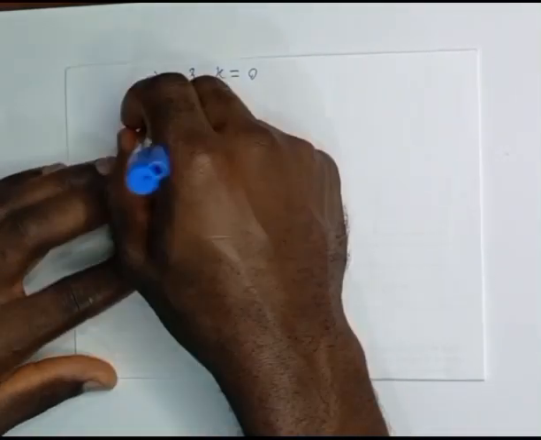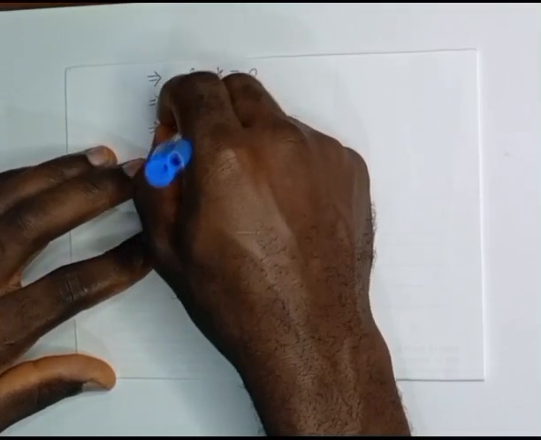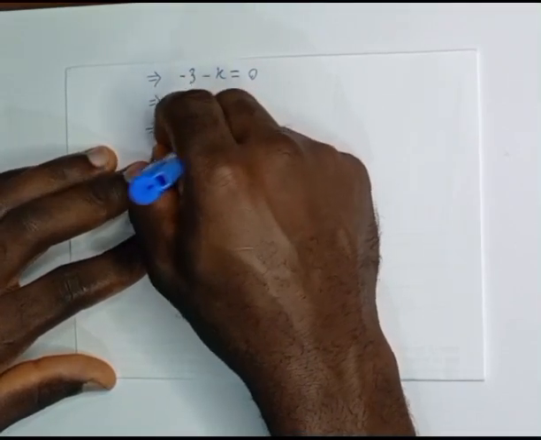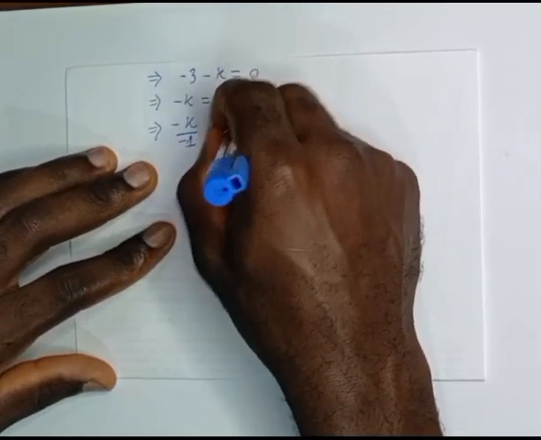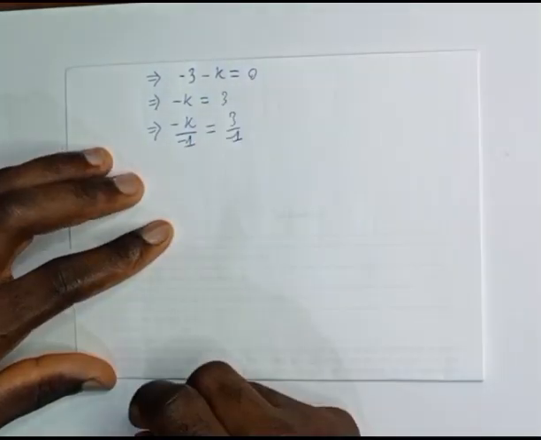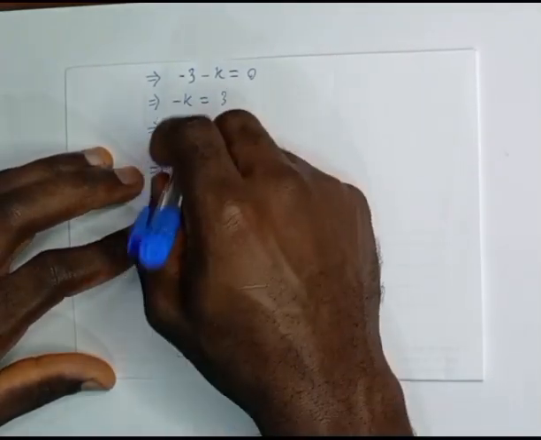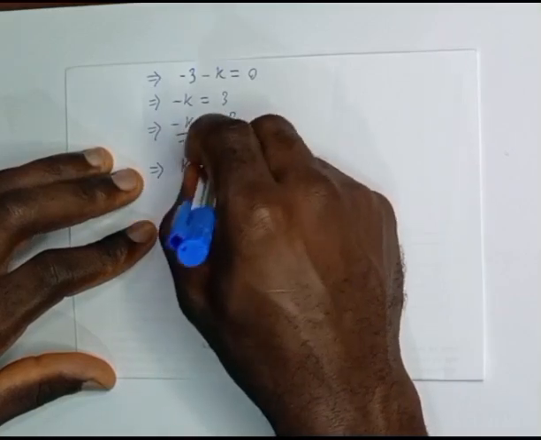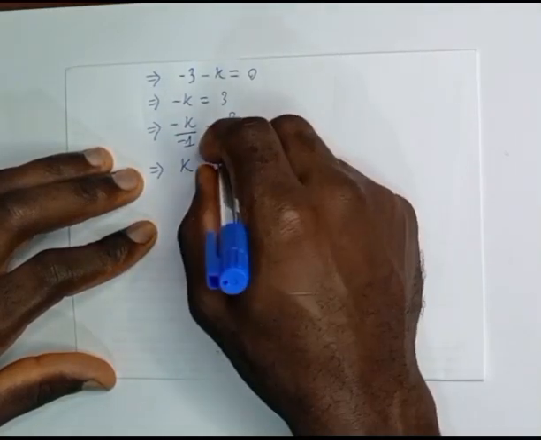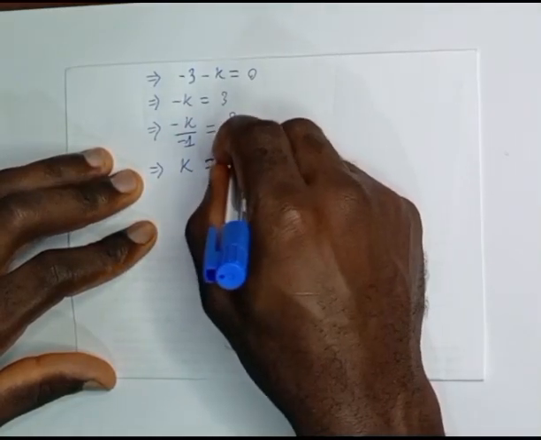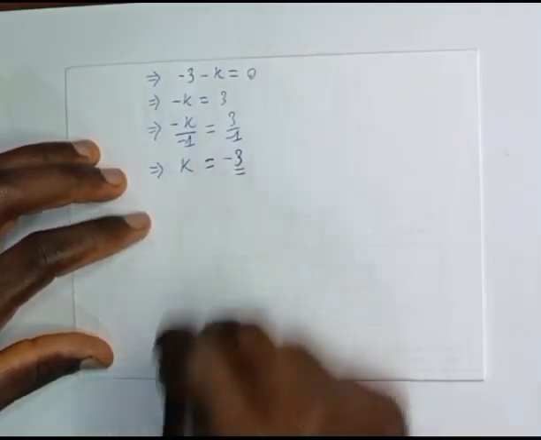Next step, we are going to divide both sides by negative 1. Since we are looking for k, negative k divided by negative 1 will be equal to 3 divided by negative 1. Then negative k divided by negative 1 gives us k, and 3 divided by negative 1 gives us negative 3. This is the value of k.